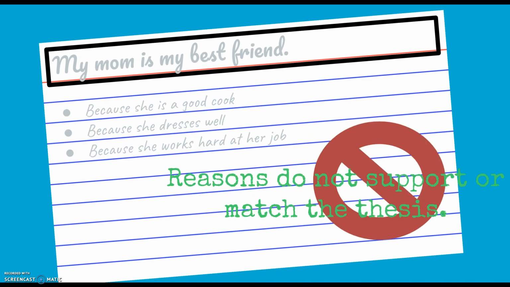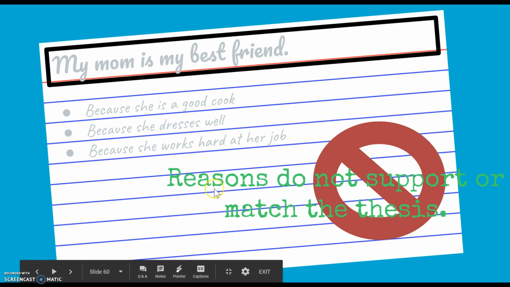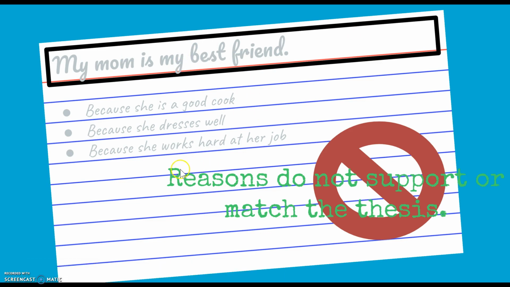My mom is my best friend. Oh, okay, well that's a good thesis. But what's wrong with this one? My mom is my best friend because she is a good cook, because she dresses well, and because she works hard at her job. These reasons do not support or match why mom is my best friend. It doesn't tell me when, it doesn't tell me how, and it doesn't tell me why.